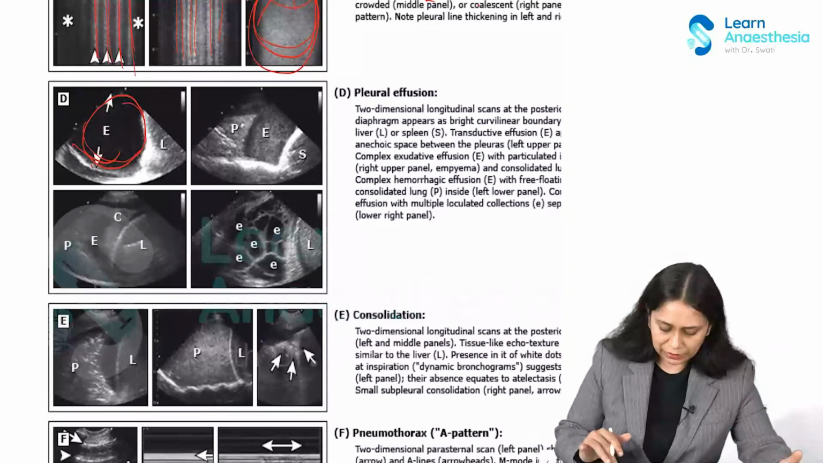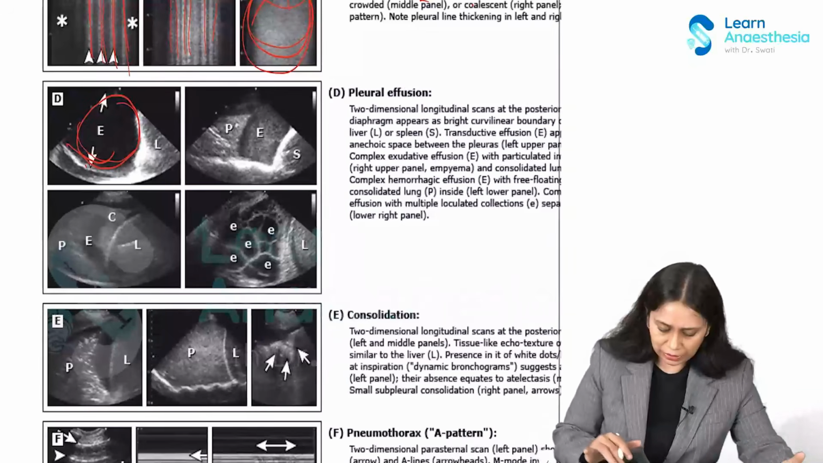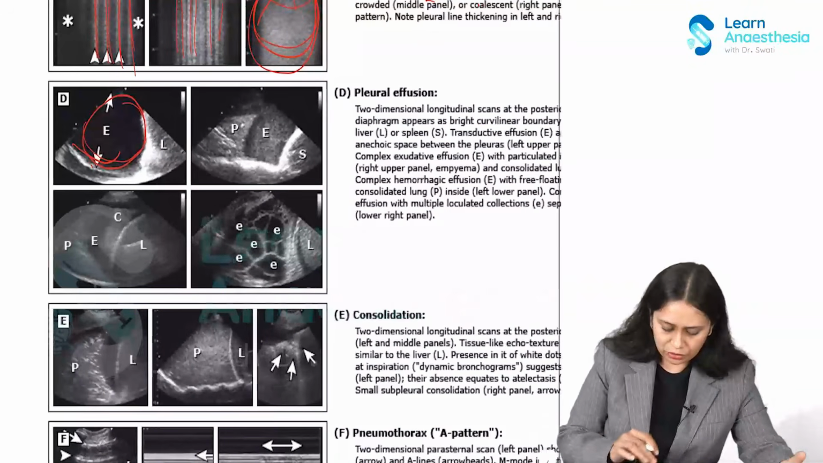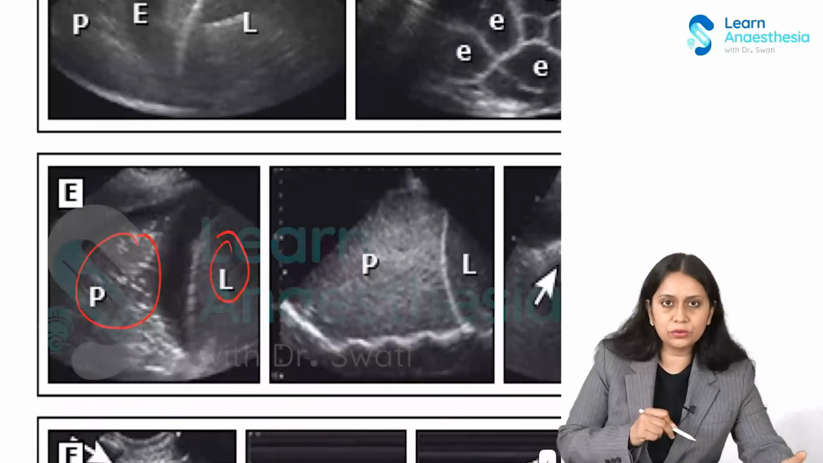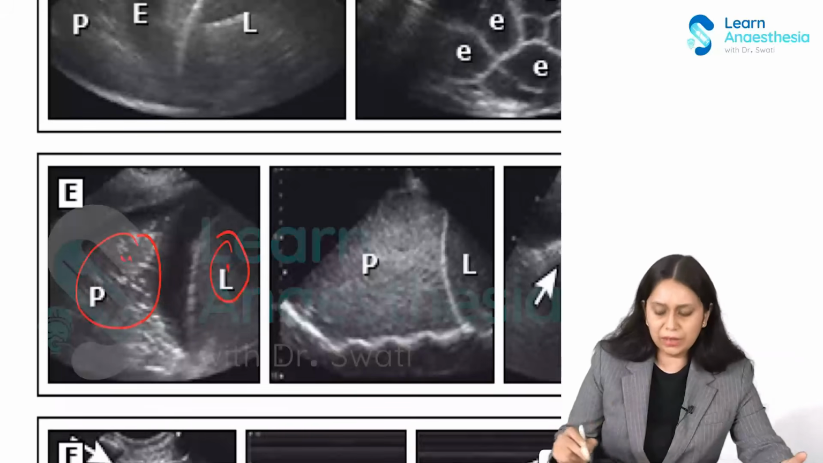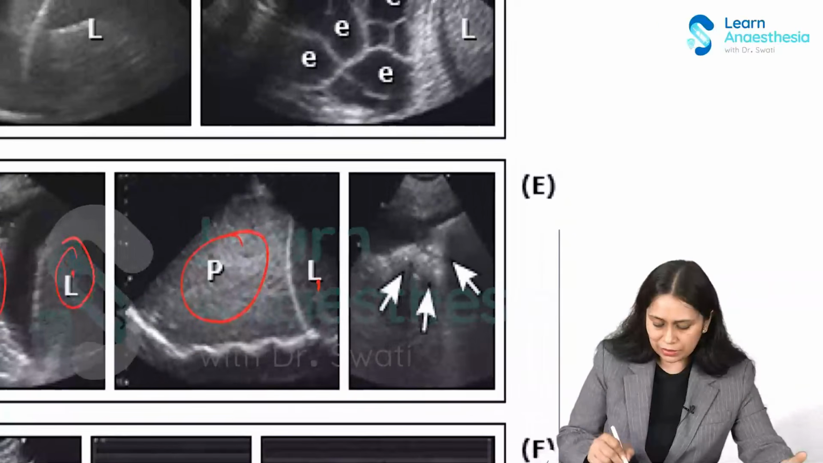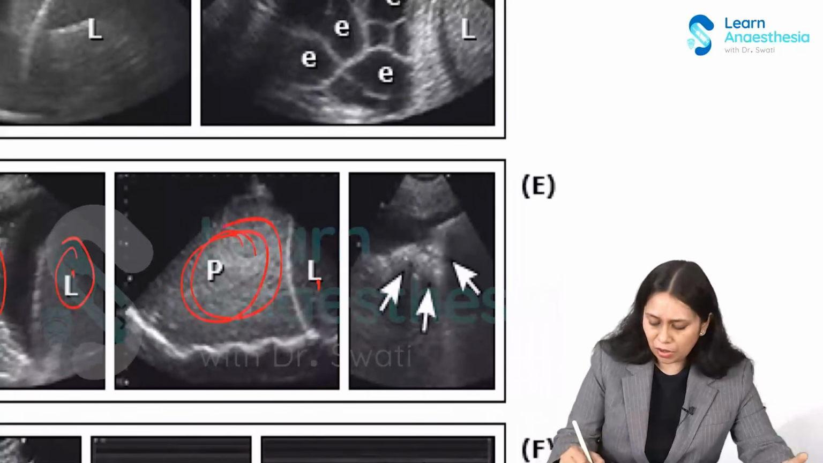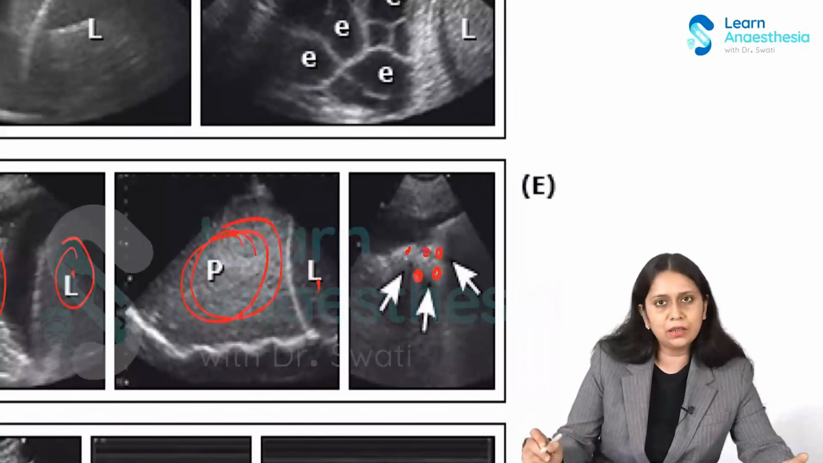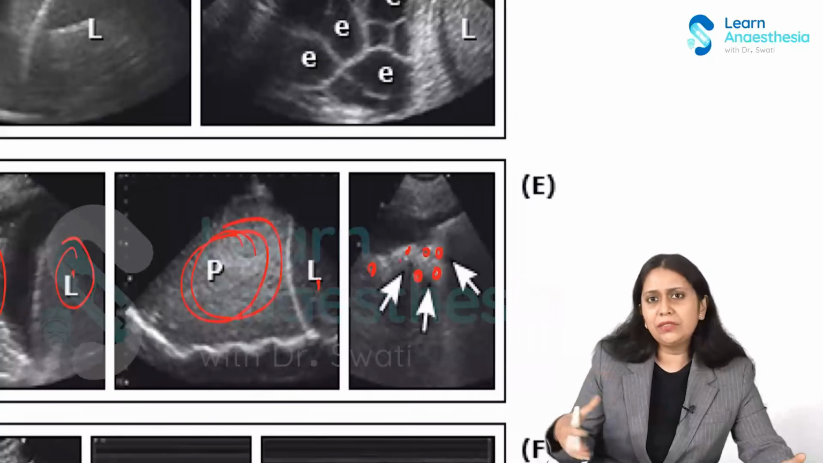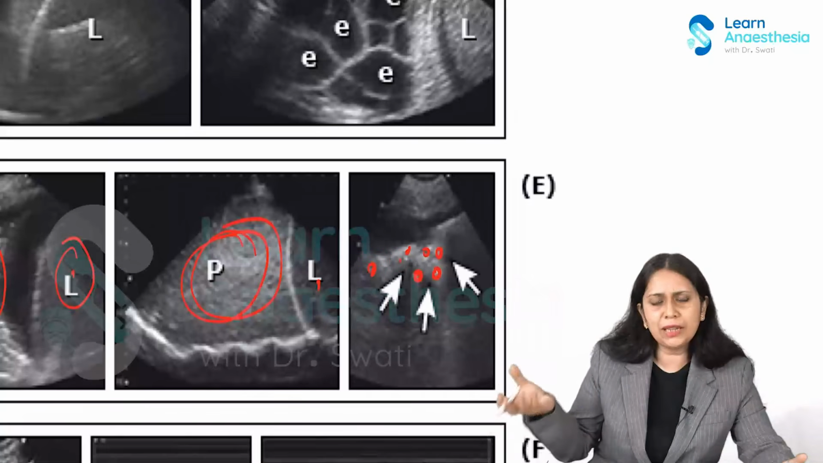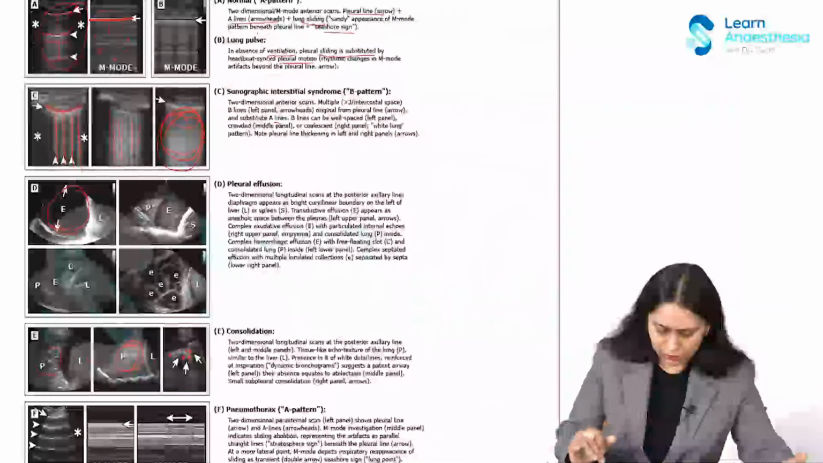Okay, then let's talk about consolidation. In consolidation, what happens? This is liver and this is the lung tissue. Now the lung tissue starts resembling liver. So this is consolidation, and small white hyperechoic shadows will appear. This is air bronchogram. If it moves with respiration, it is dynamic, and if it is static, it will not move with respiration, and that represents atelectasis. Okay.